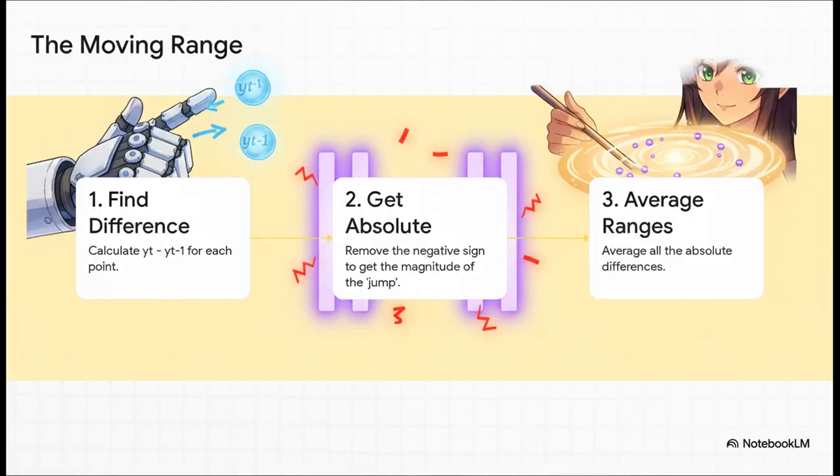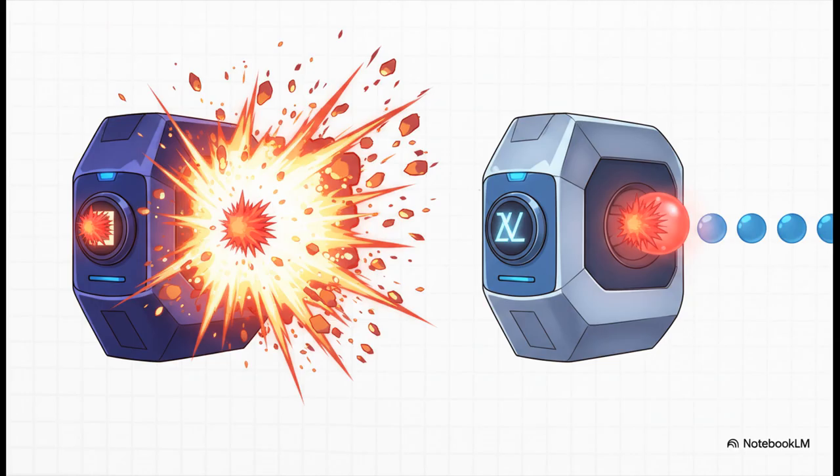And the best part is how incredibly simple this is. You just take a data point and subtract the one that came right before it. That's step 1. Step 2, you take the absolute value, because we don't care if it went up or down, just how big the jump was. And finally, you just average all those little jumps together. That's it. You're done.